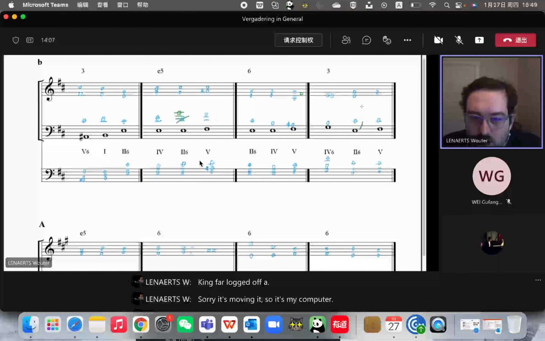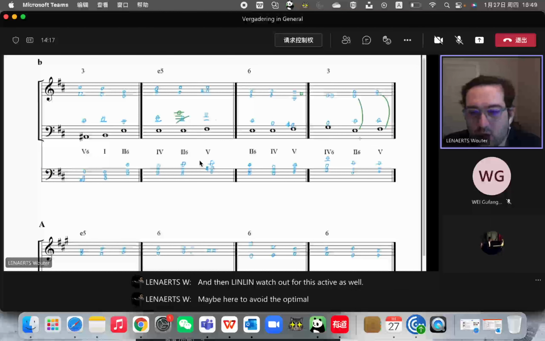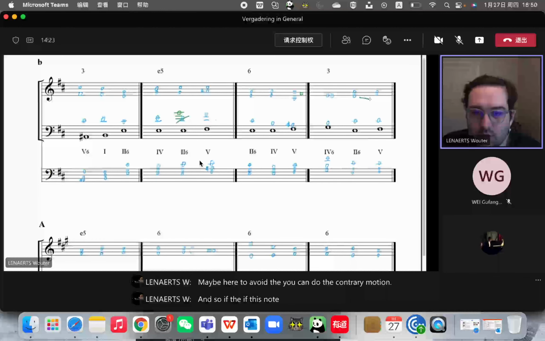And then Lillian, watch out for this octave as well. Maybe here, to avoid the octave, you can do the contrary motion. So if this note would go down, we can avoid it. So here do, fa la do and then fa, and then la. Yeah, exactly.